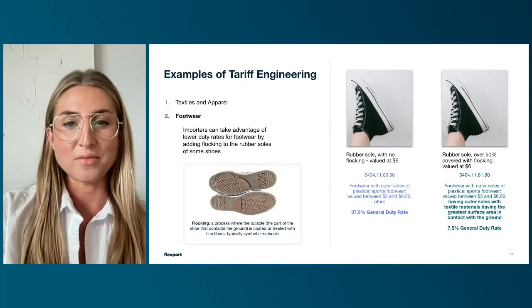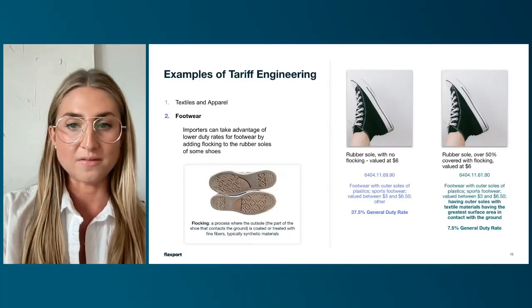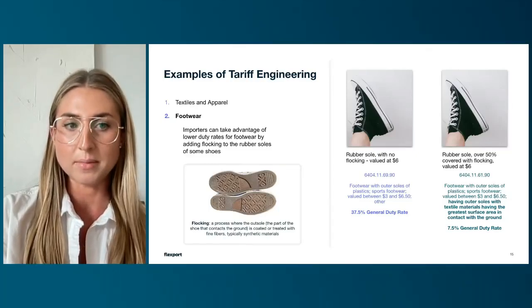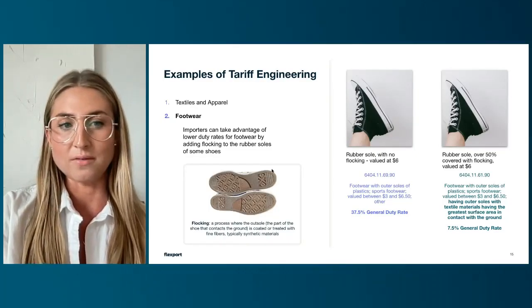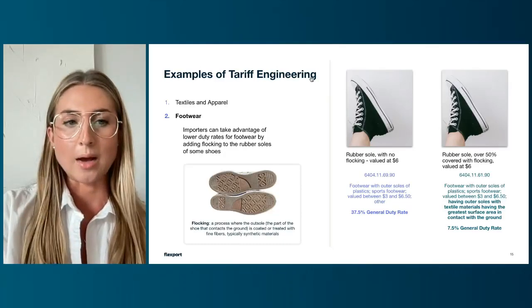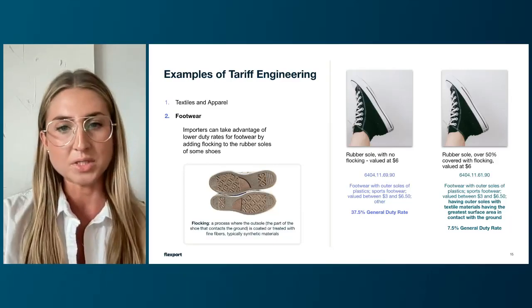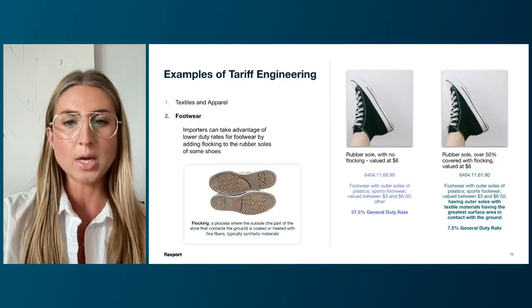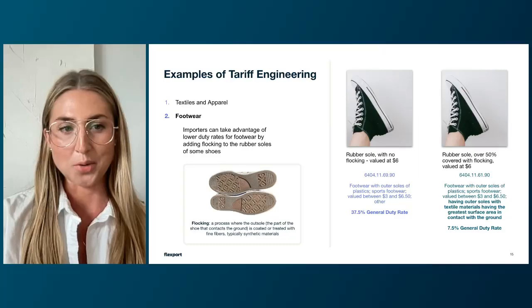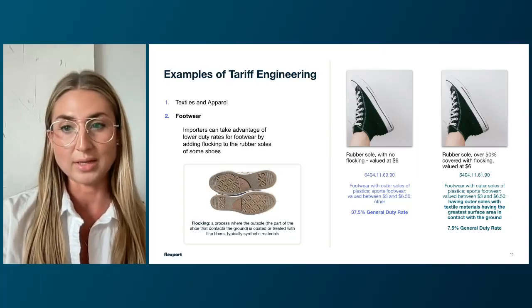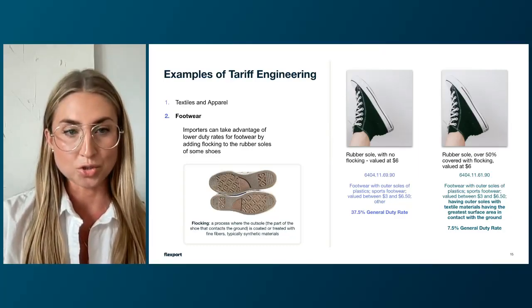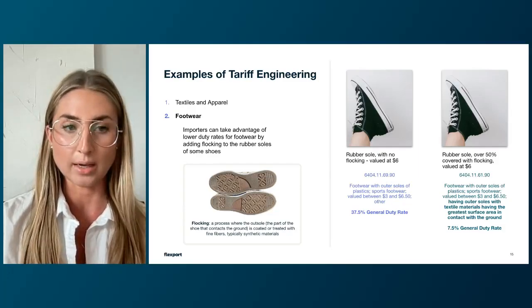And then here we have probably the most famous example of tariff engineering, possibly of all time. So if you own a pair of Converse All-Star sneakers, you may wonder why the soles of them have what seem to be like a felt material on the bottom part of the rubber sole. And you might be interested to know that this has everything to do with duty rates. So the felt on your soles is actually something called flocking.